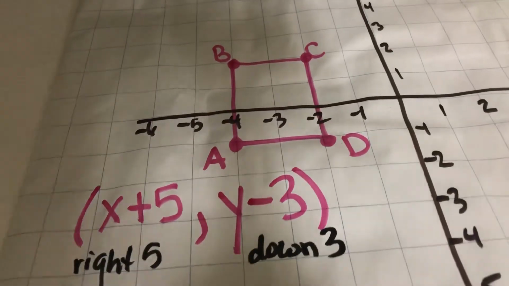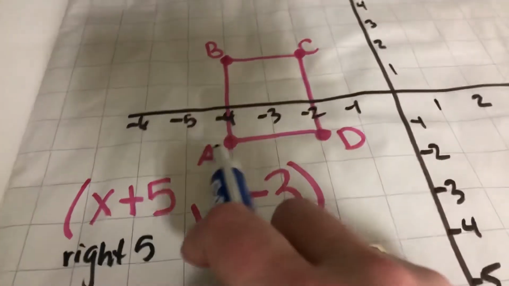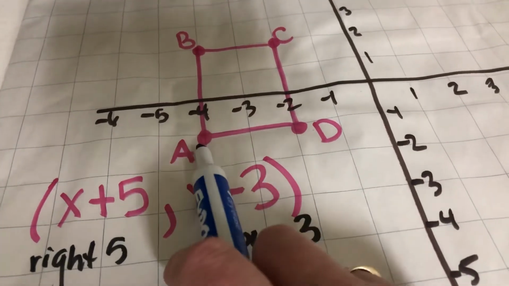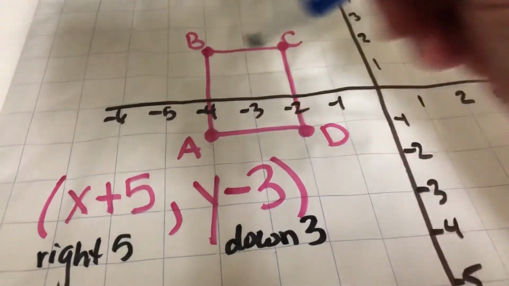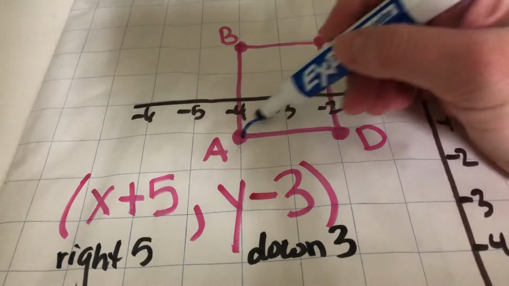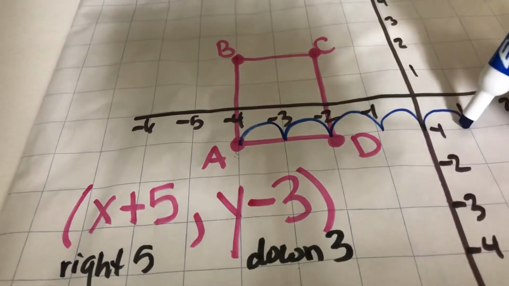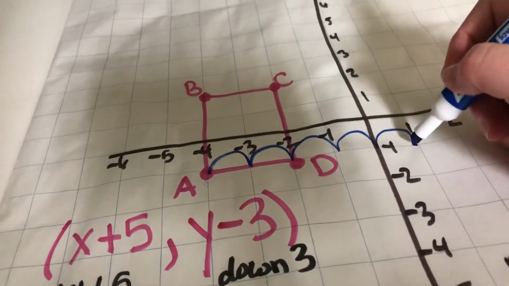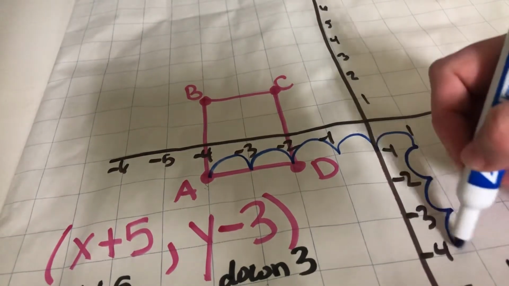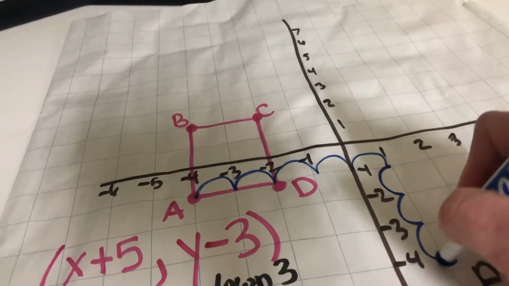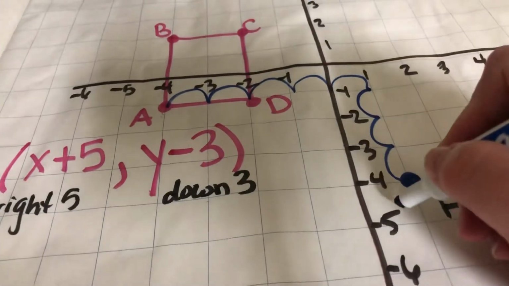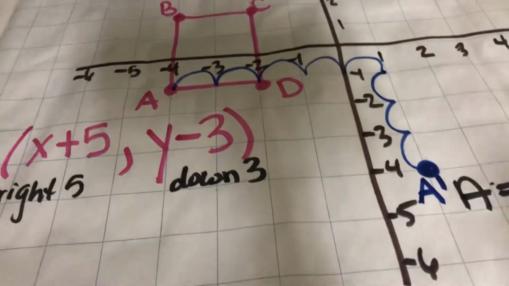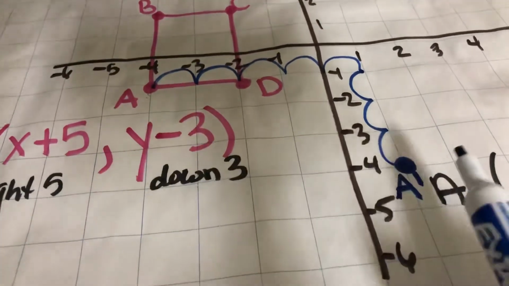I hope this doesn't interfere with my new points. Let's see what happens. So I'm going to start with my A point, and I'm going to move A 5 to the right and down 3. So I'm going to use my swoopies because that's what I like best. 1, 2, 3, 4, 5. And down 3. 1, 2, 3. And there's my new point. And I'm going to label that new point right away so I don't forget. It is A1 because it is an image of A.